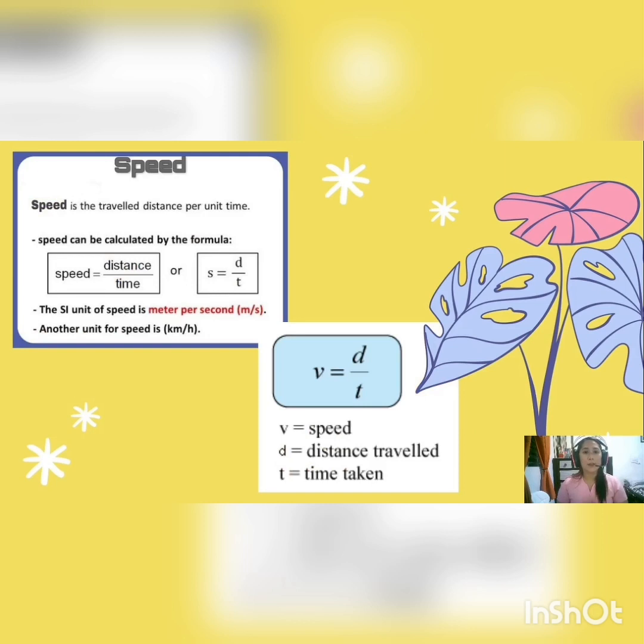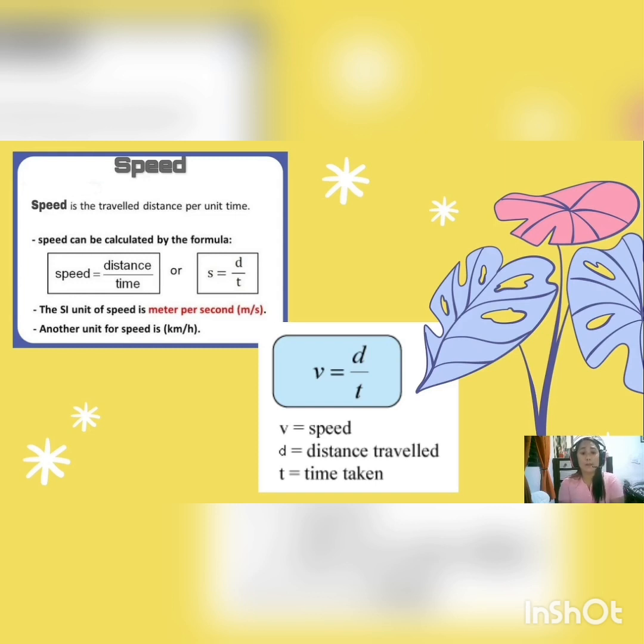To furtherly discuss this, let us take a look at this formula. So, again, when we talk about speed, it is the travel distance per unit time. So, to calculate speed, we use the formula speed is equal to distance over time, or s = d/t. The symbol for distance is d, the symbol for time is t, and the symbol for speed is s. So all you need to do is to divide distance by time. And then the unit will be meter per second or kilometer per hour.